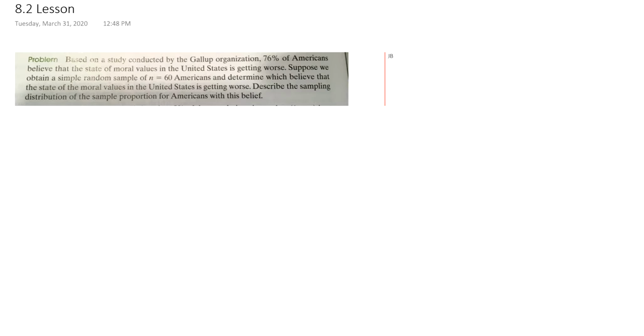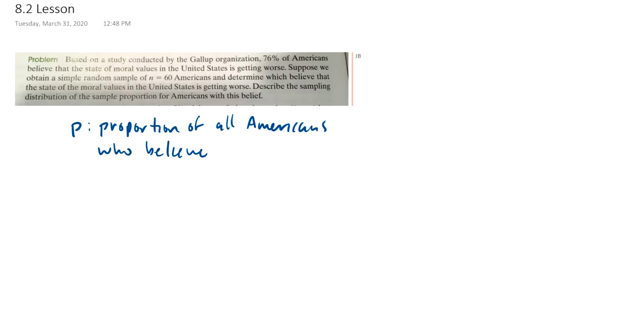Okay, so we're going to start by saying this. P is the proportion of all Americans who believe moral values are getting worse. And for this problem, P is equal to 0.76. So we're assuming that 76% of all Americans think that.